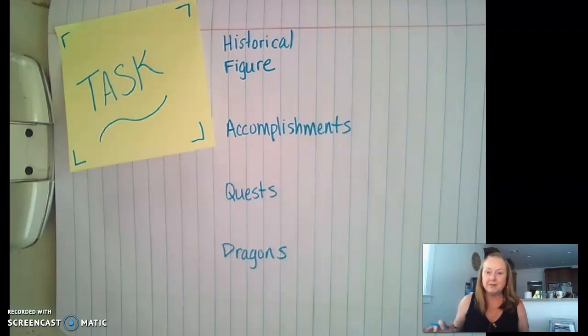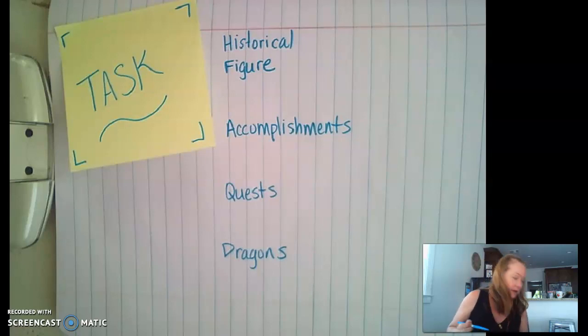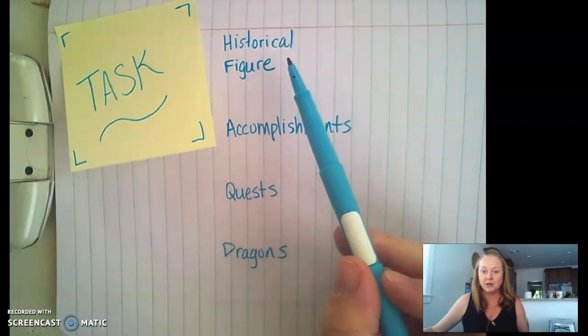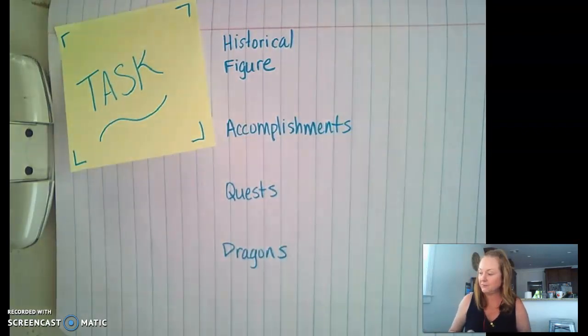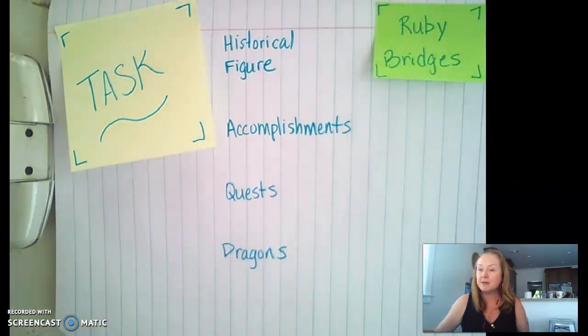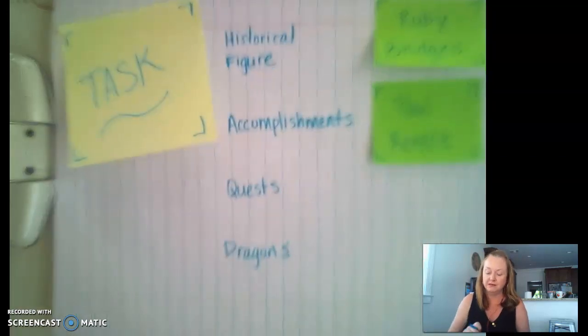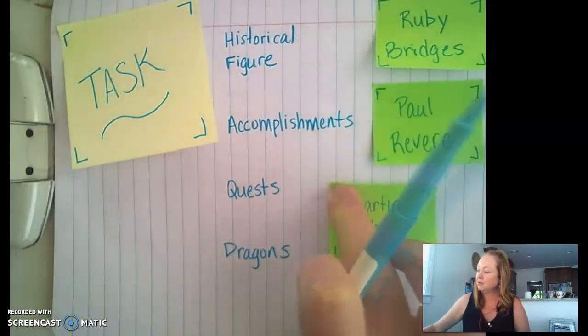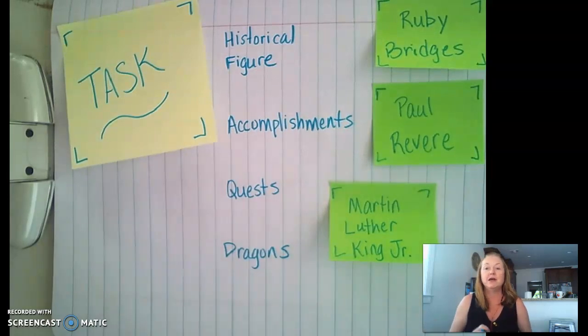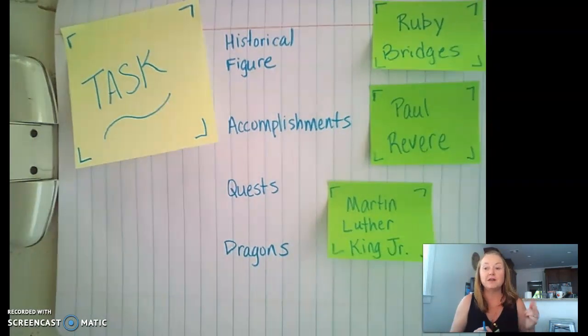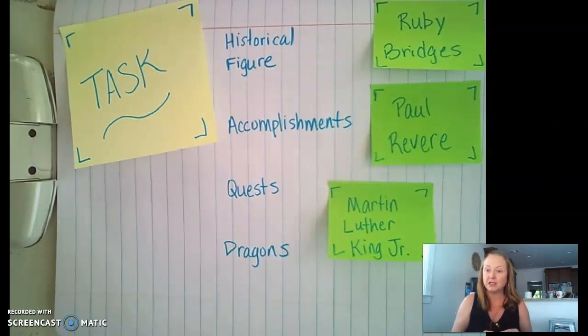So your task today is to think of a historical figure and make a chart the way we made one that I just showed you about George Washington, Rosa Parks, and Harriet Tubman. Choose a historical figure. I have a couple of choices for you here. I thought maybe Ruby Bridges might be a good choice. Paul Revere could be a good choice. And Martin Luther King Jr. would be a good choice. You don't have to use these. If you think of another historical figure that you would like to use, that would be awesome. These are just some examples for you.